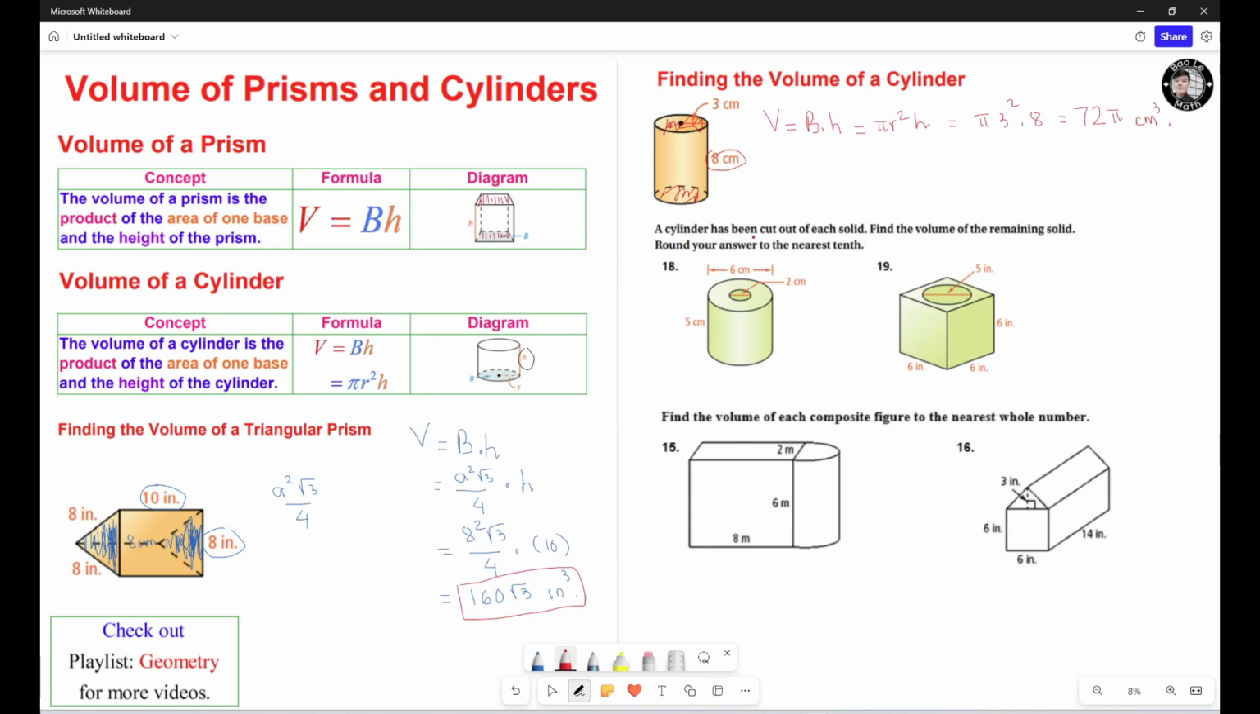Alright, let's move on to the next example. A cylinder has been cut out of a solid. Find the volume of the remaining solid. Round your answer to the nearest tenth. Alright, so you see that when it's cut, you get a hole right here. Basically, you just calculate the volume of the whole cylinder, subtract the one that you cut out, and you get the remaining one, okay? So I call this the original one.